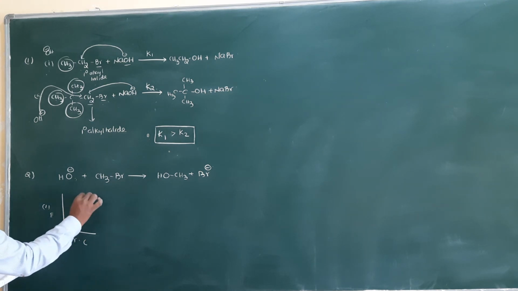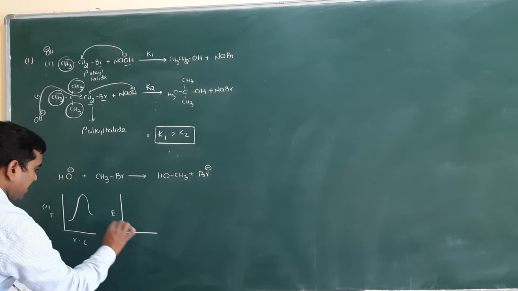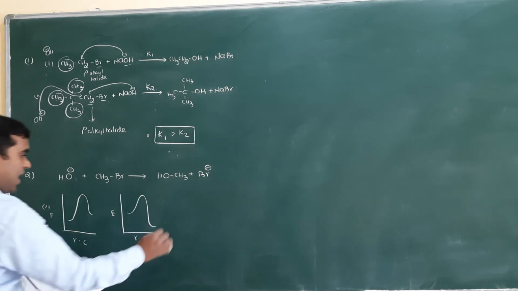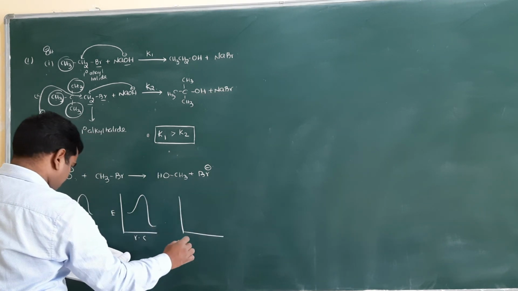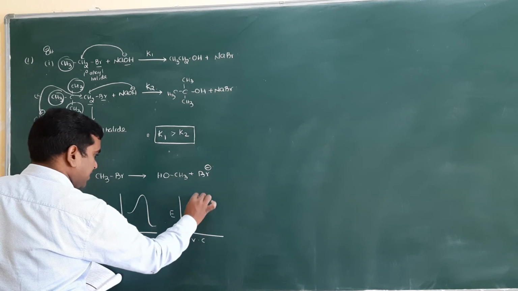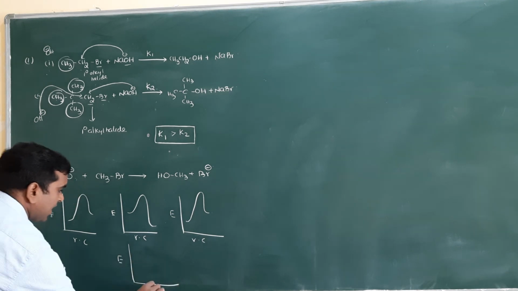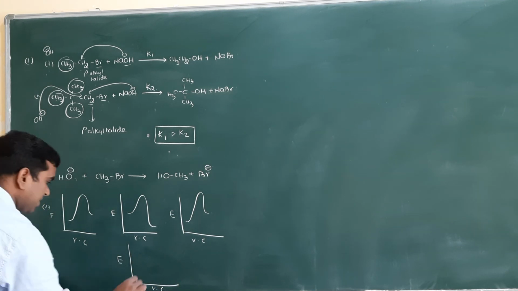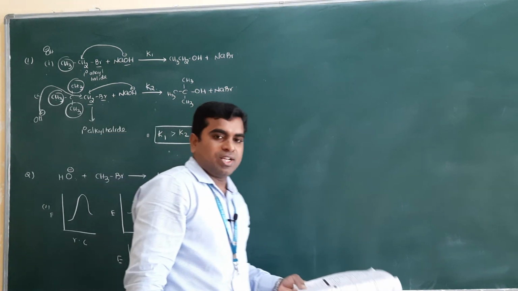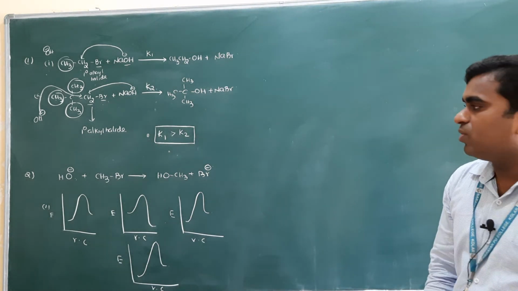The second one has the same axes, energy and reaction coordinate. And the third one, you see, has free energy and reaction coordinate. And the fourth one also has energy and reaction coordinate. Clear? Now 4 graphs are there, and you have to identify which one is the correct one.